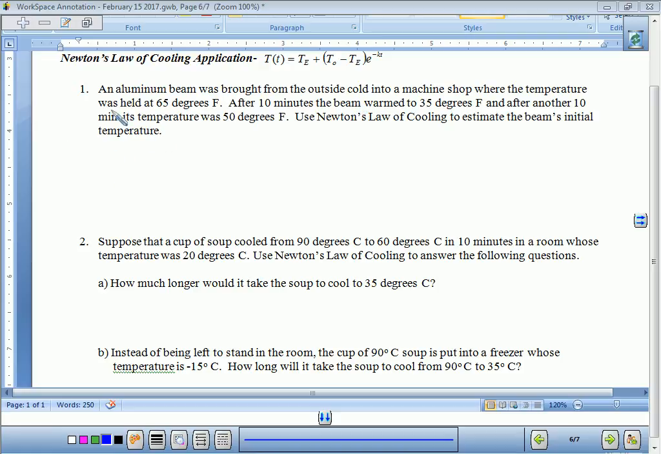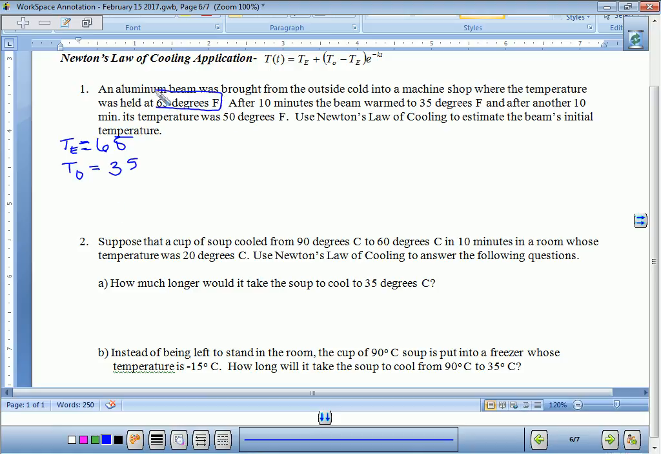What is the temperature of the environment? 65 degrees. T of E is 65. Okay. I just instructed you to take the first temperature they gave you and call that T naught. So, what is the initial temperature? 35. I thought 65 was before. As long as everything's in one unit or the other, just make sure you give your answer in the correct unit.